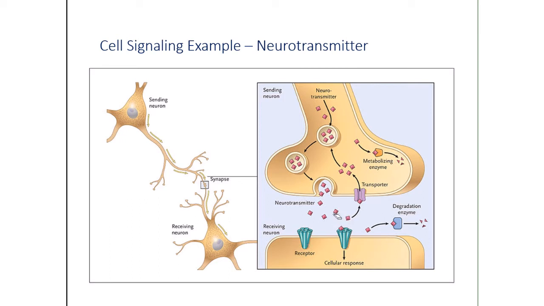So once the neurotransmitter binds to the appropriate membrane protein on the receiving neuron, that will trigger a series of cellular responses, which then allows the signal to be propagated. So those are the two examples of how membrane proteins can function as a receptor.